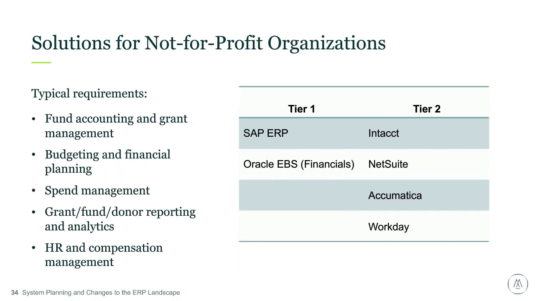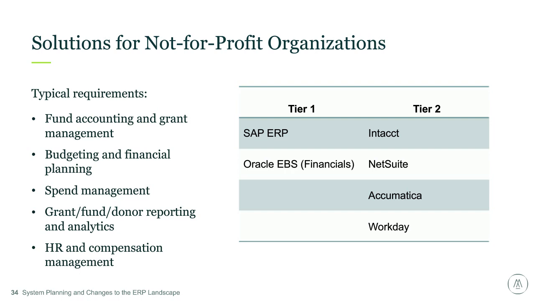For not-for-profit organizations, typical requirements we see are fund accounting and grant management, budgeting and financial planning, spend management, grant, fund, and donor reporting and analytics, as well as HR and compensation management.